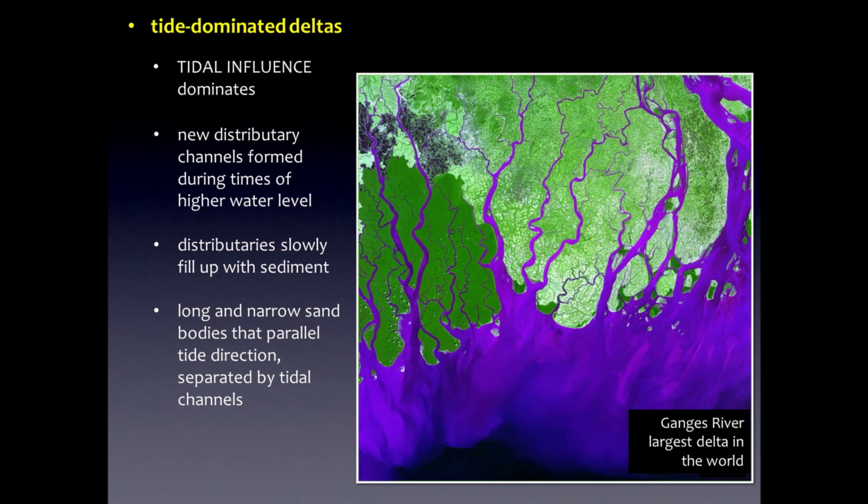So the tide comes in, the tide goes out. As the tide comes in, it deposits sediment within these channels, and then the tide goes back out. Over time, as I said, these channels will fill up with sediment, and new channels will be created.